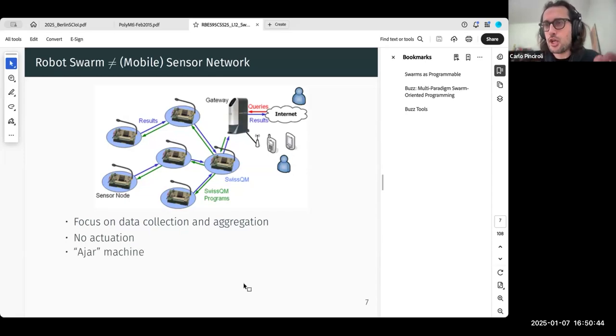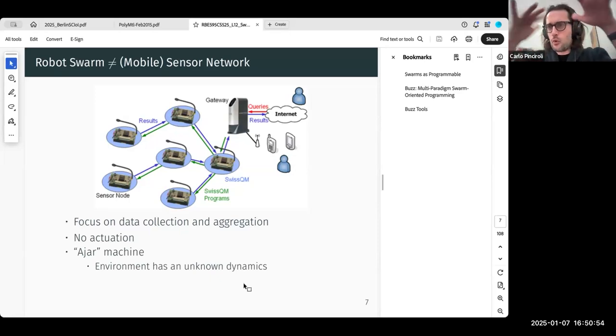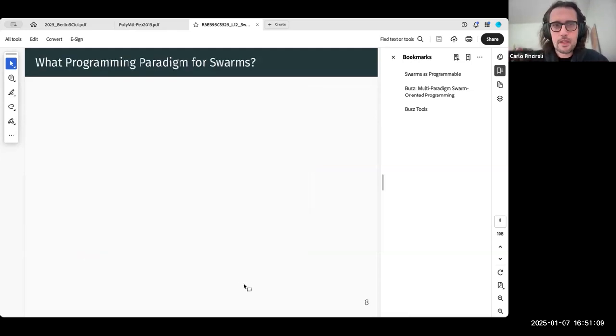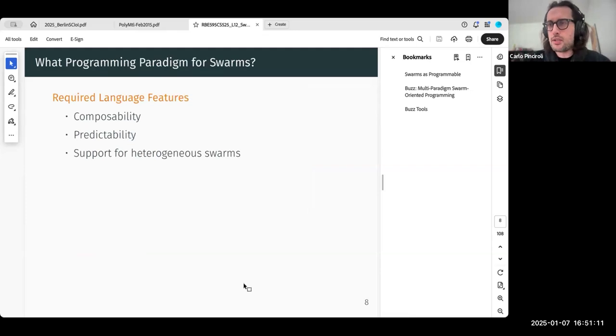So it's a machine that is a jar, meaning partially open. It is partially open because, yes, we need to deal with the environment, which has unknown dynamics. Think, for example, about a swarm of drones monitoring a fire. But at the same time, we understand everything that is relevant. The only thing we don't know is the distribution of the data that we receive, but pretty much we control the rest. So what do we want in a language and in a framework for swarms?